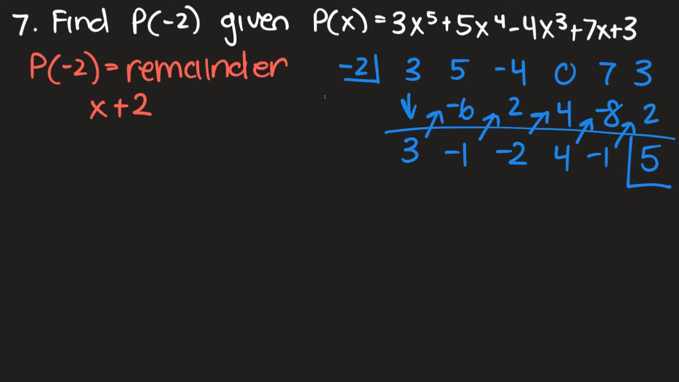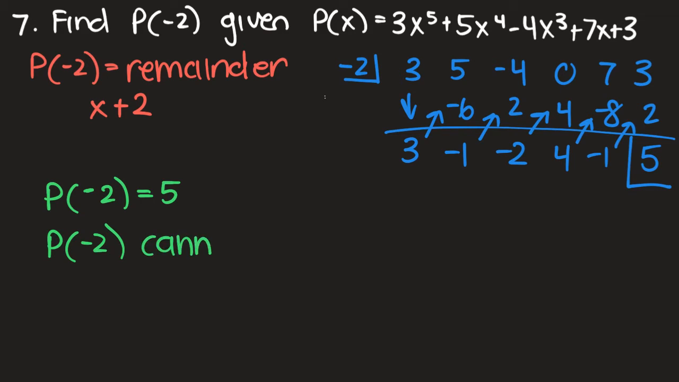So what does that mean for the conclusion? The conclusion is that p of negative 2 has to equal 5 by the remainder theorem. What other things can I get from this? Well, because p of negative 2 equals 5, I know for sure that p of negative 2 cannot be a root.